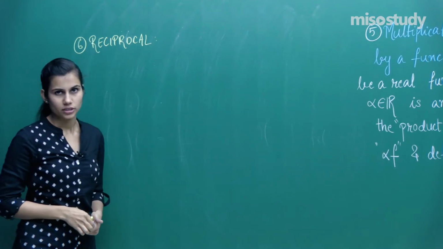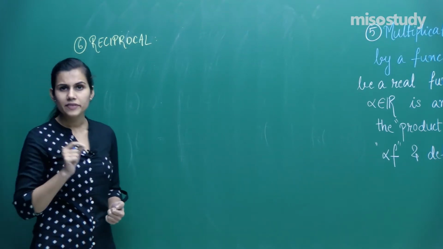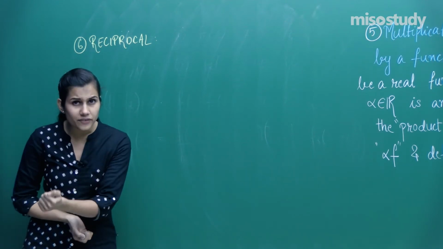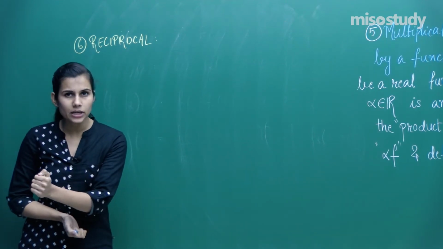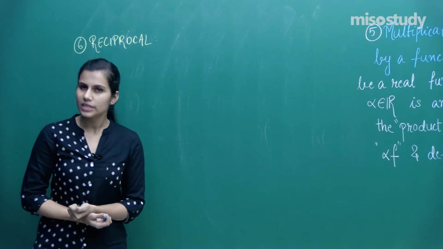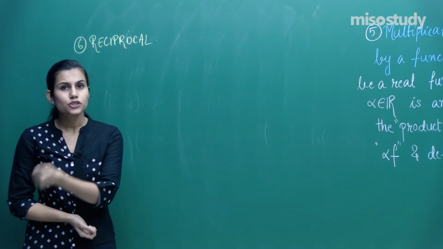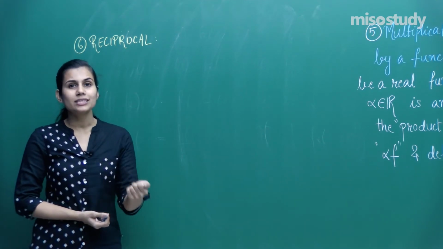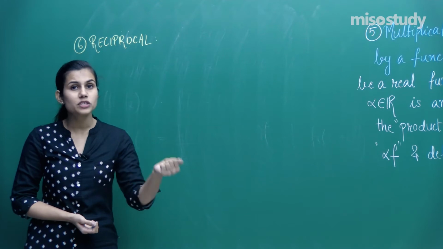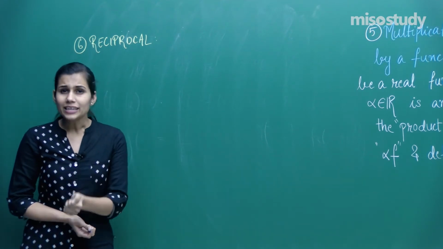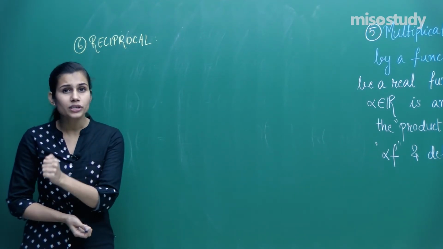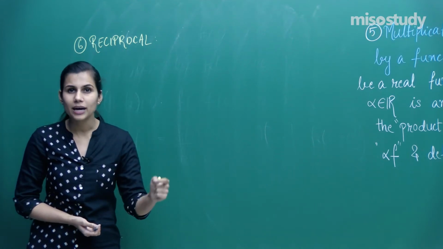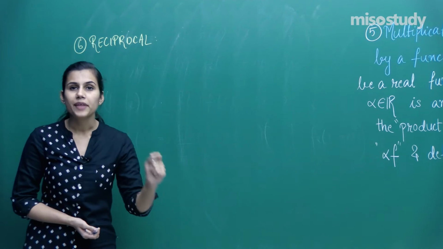reciprocal of a function. When we understood reciprocal, I told you corresponding to every non-zero real number, you have a reciprocal which is again a real number. Take 2, its reciprocal is 1 by 2. Take minus 4, its reciprocal is 1 upon minus 4, which is minus 1 upon 4. And that means every non-zero real number has its reciprocal, and the reciprocal is nothing but 1 upon that real number.